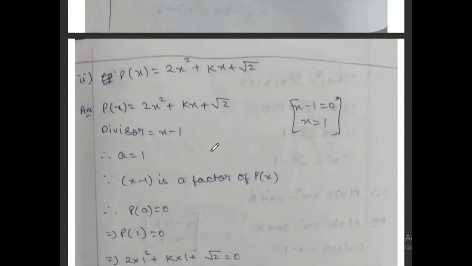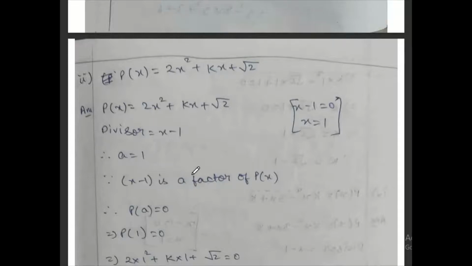Now second question. Polynomial is different, but divisor is same. So polynomial p(x) is equal to 2x square plus kx plus root 2. Divisor is x minus 1. So the value of x is 1. So a is equal to 1. Because according to remainder theorem or factor theorem, we are using a. A is nothing but a real number. Just we are using as a symbol.